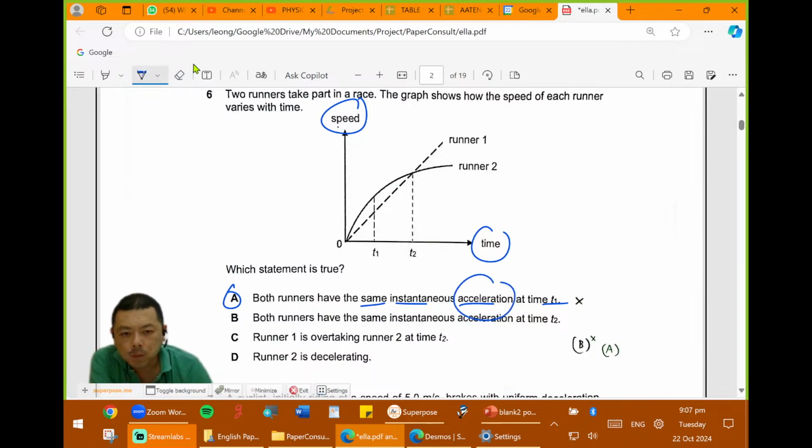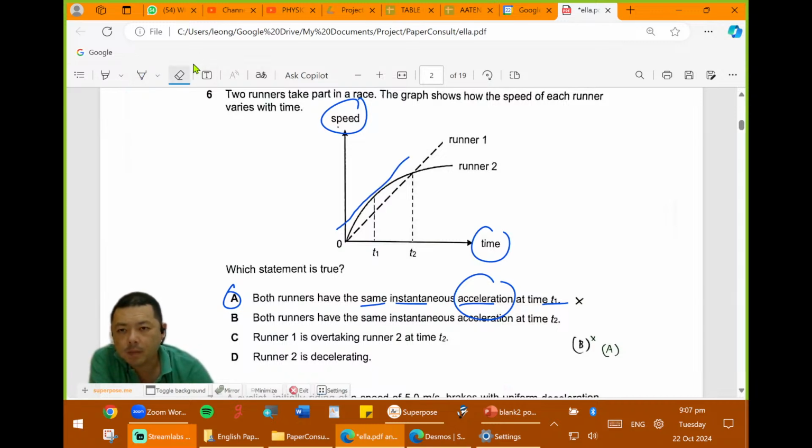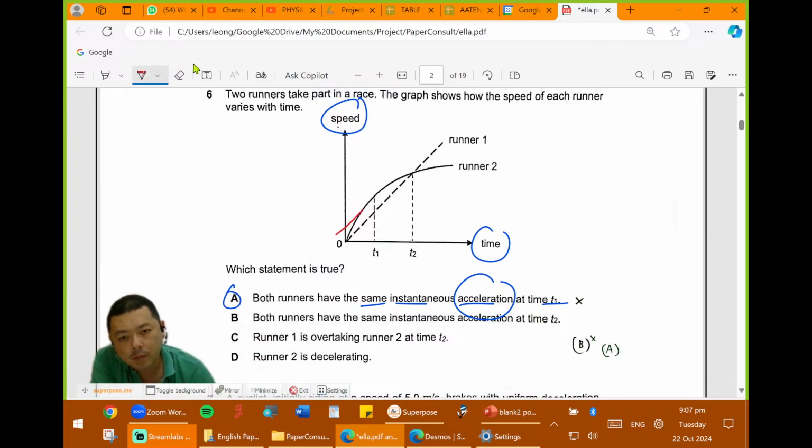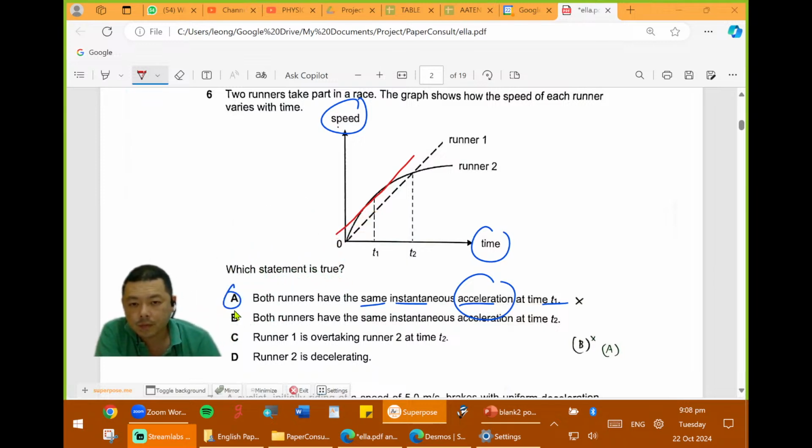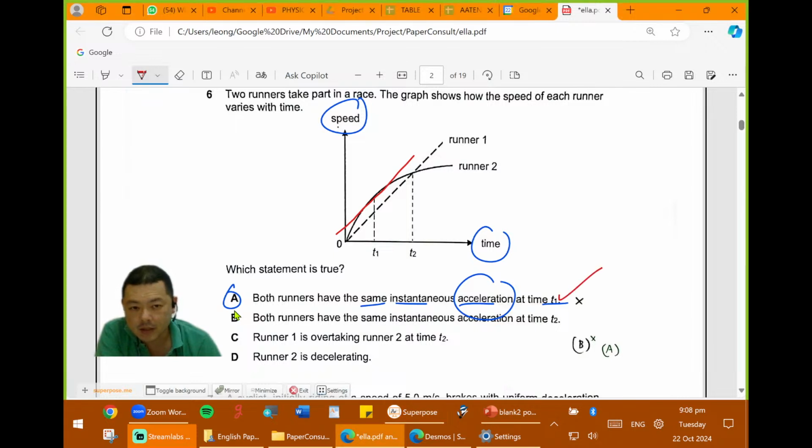Okay. So if I ask you to check whether acceleration is the same from a speed-time graph, you would have to draw the tangent. Do you see that? If you were to draw the tangent, you'll realize that at t1, at this point in time, the slope is similar to this slope. So in a way, that's why A is the answer, right?